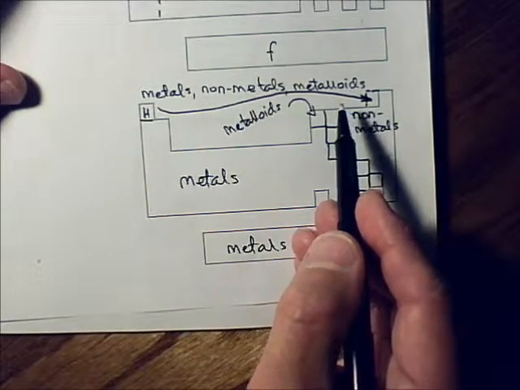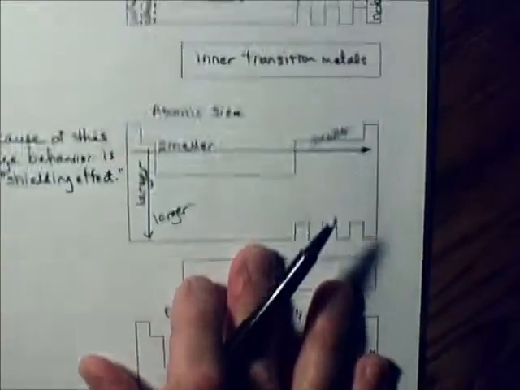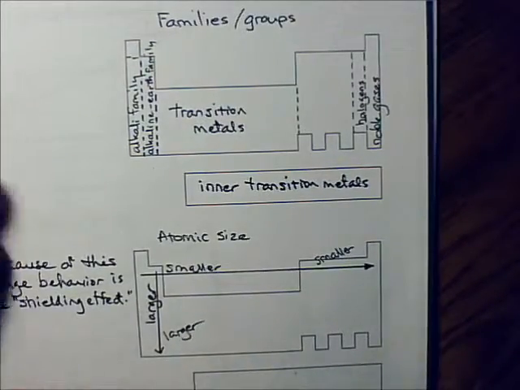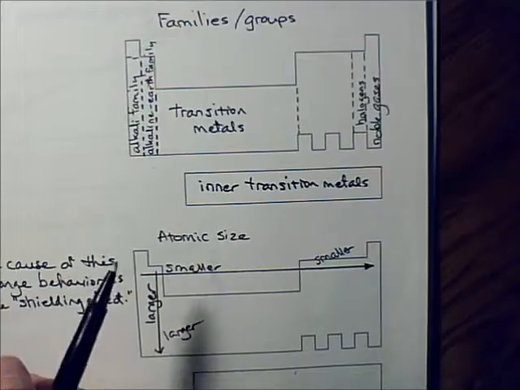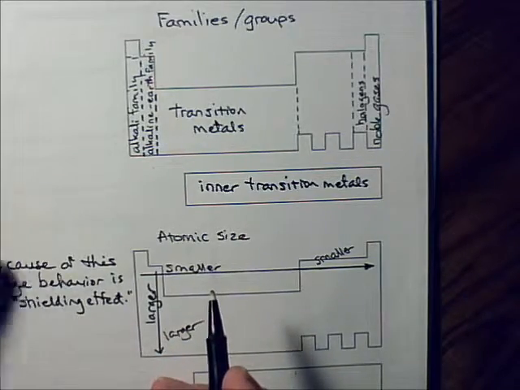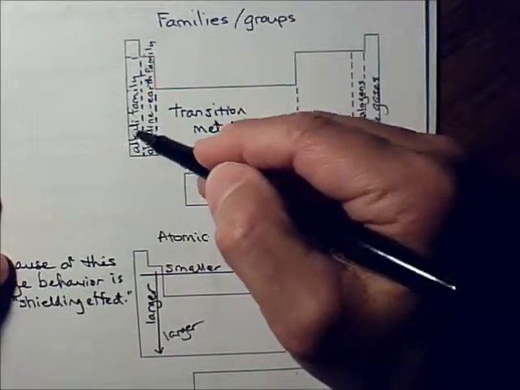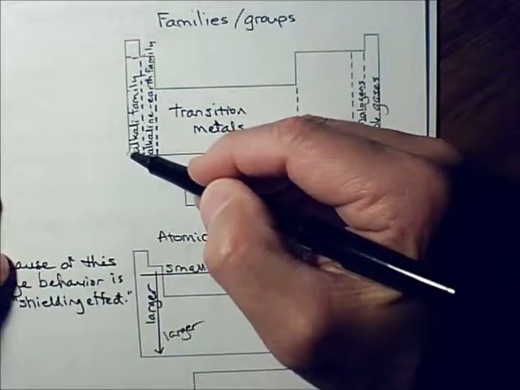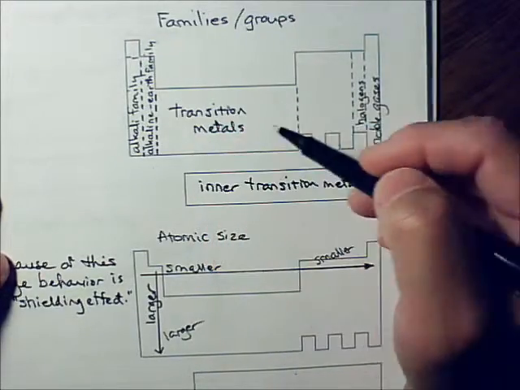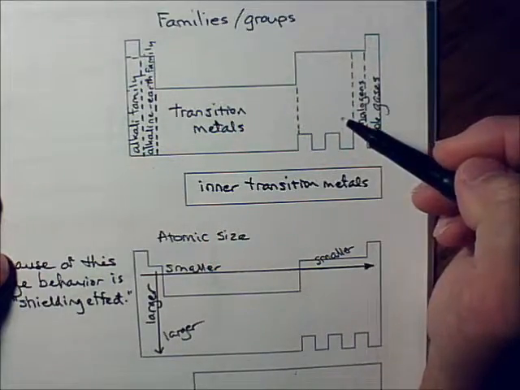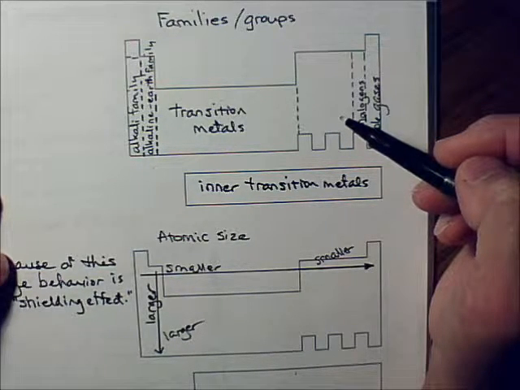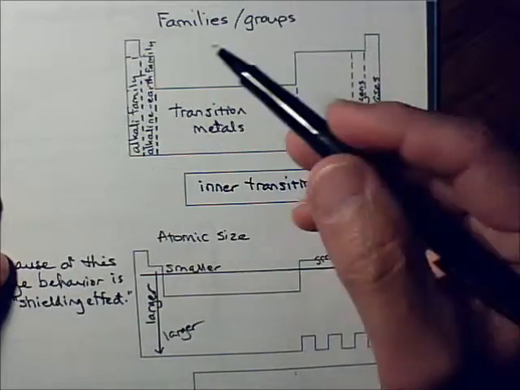You got that? Alright, now, families and groups. We don't need to know every single family by special names. We need to know some names about some family. So this first column here is the alkali family. Oh, I didn't name it. Families and groups. Yeah. These are the families and groups.